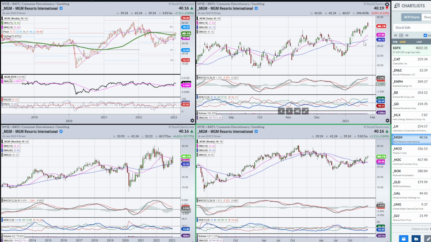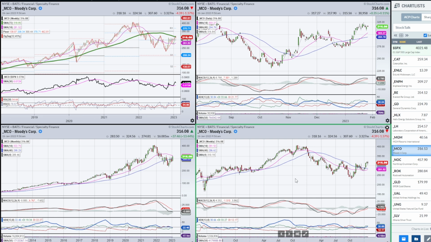Now, the action in the group, go look at stocks like LVS or WYNN. Those are much stronger than this. They're showing a lot more momentum. I would probably be a little bit more interested in those. I don't have a problem with this, but I'd probably look for pullbacks in those other two ahead of this one.